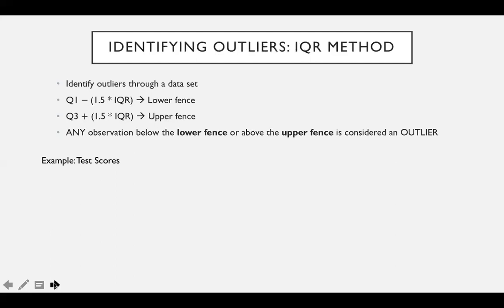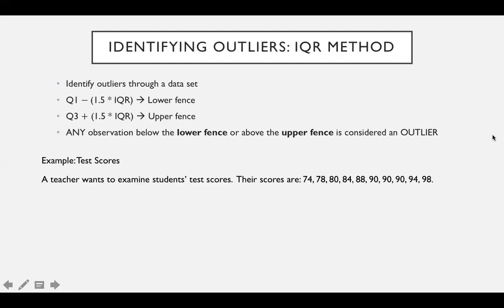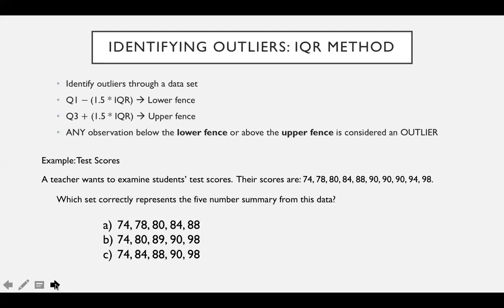So we're going to go over an example here. A teacher wants to examine students' test scores. Their scores are 74, 78, 80, 84, 88, 90, 90, 90, 94, and 98. Which set correctly represents the five-number summary from this data? Look over the set, and you can type your answer in the chat box once you get it, and we'll go over it in a bit.